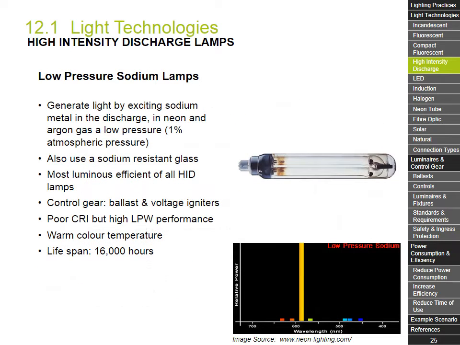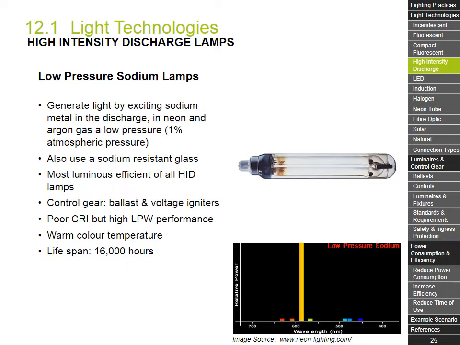Low-pressure sodium lamps operate on the same principle as their high-pressure counterpart. They generate light by exciting sodium metal in the discharge in a combination of neon and argon gas space at a low pressure. These lamps are the most luminous efficient of all the high-intensity discharge lamps. Due to the corrosion potential of molten sodium, a special sodium-resistant glass has to be used for the arc tube instead of quartz or normal glass.